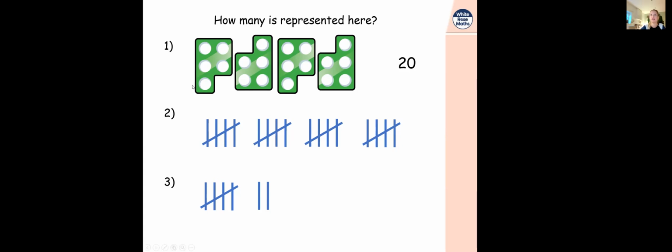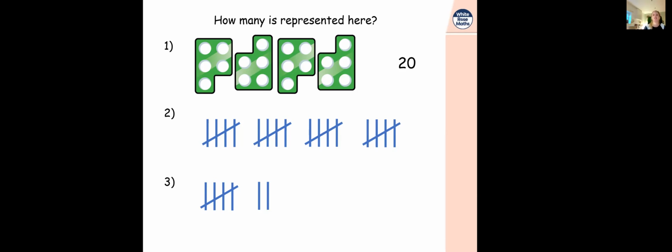Yeah, brilliant. Question 2. This is the new bit. This is the tallying that we did yesterday. And here we've got some tallies. Have a good look at it and have a think. How many is being represented for question 2? It's the same as above. What was that? It's the same as above.